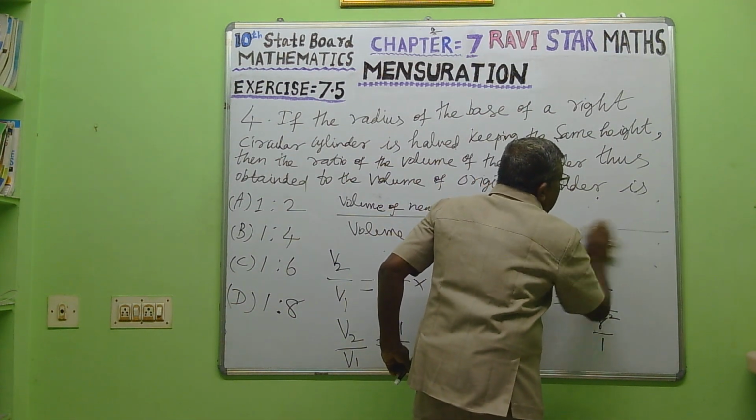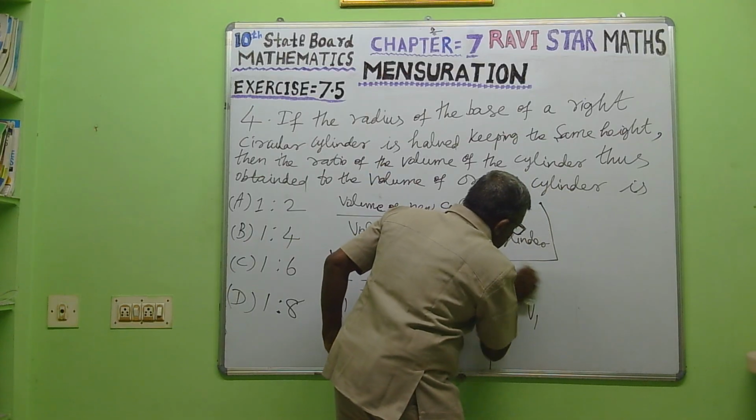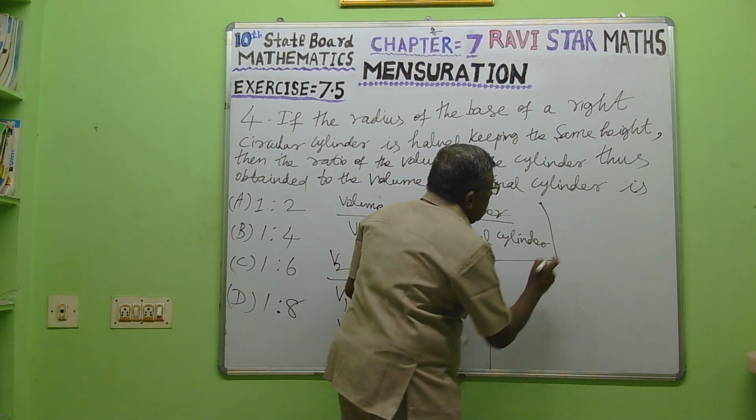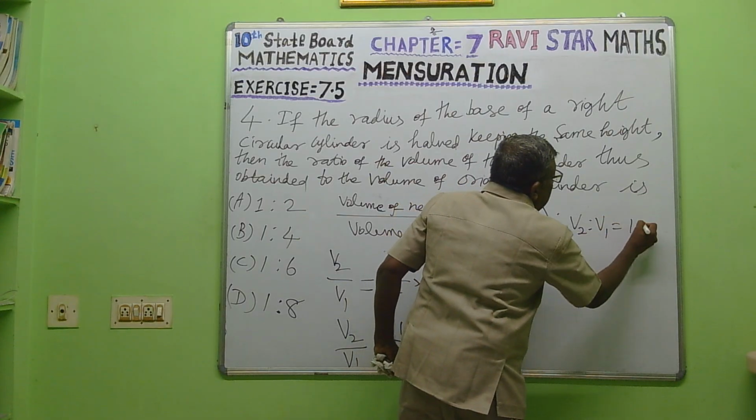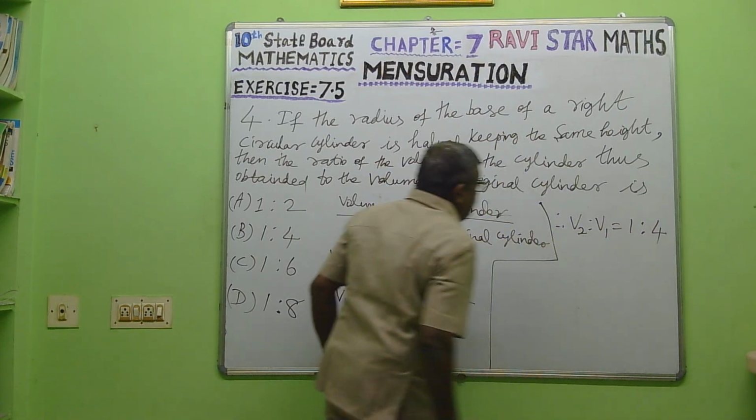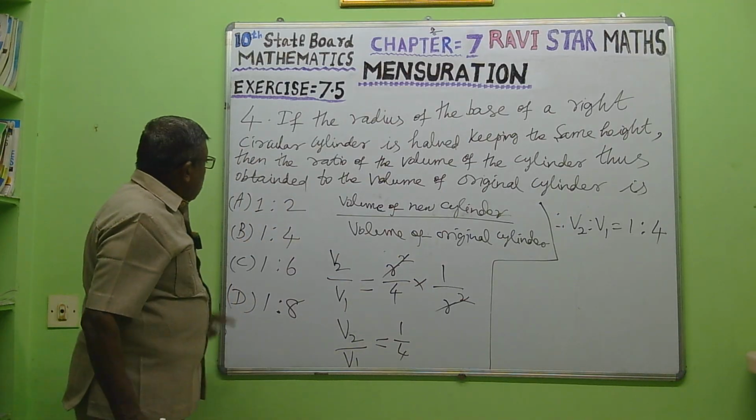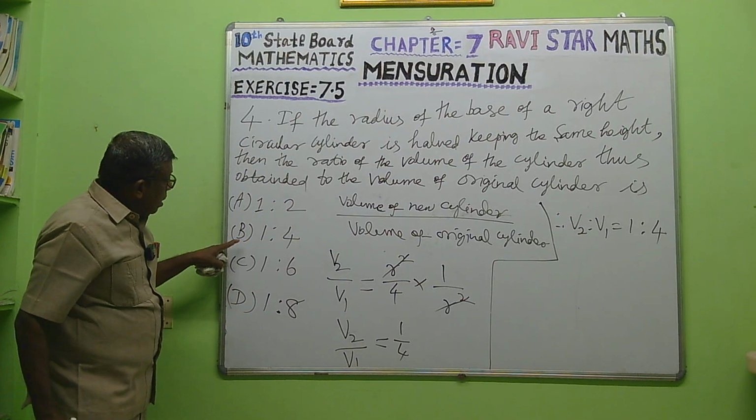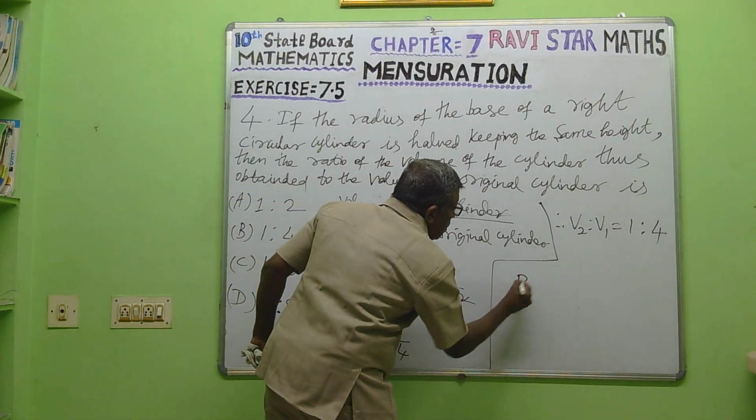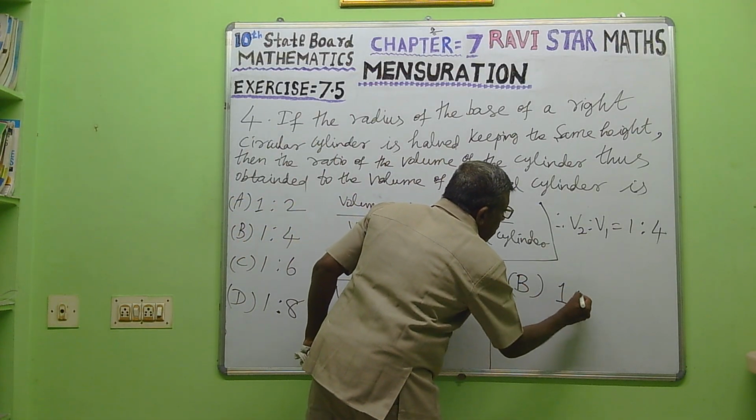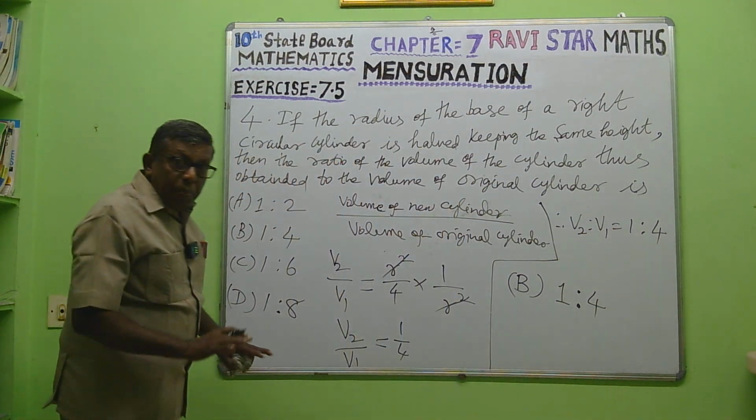Therefore V2 is to V1 equal to 1:4. 1:4 எங்க இருக்கு ஆப்ஷன்? ஆப்ஷன் பி. One is to 4. Problem completed.